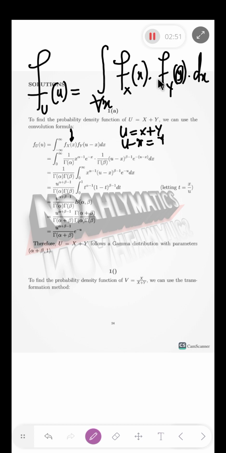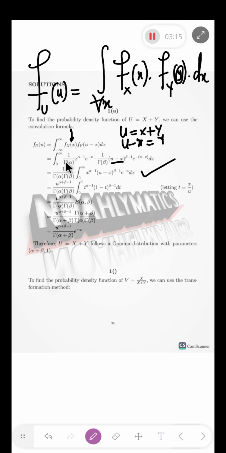Now, the same thing goes for f_Y(y). f_Y(y) simply implies that you have y raised to the power of beta minus 1. And y is no longer y; y is now U minus X. So that is the reason why you have U minus X in this case. And then you have e raised to the power of minus y. Instead of writing y in this place, you now have U minus X. So by the time you deal with these integrals, this is what you end up having.